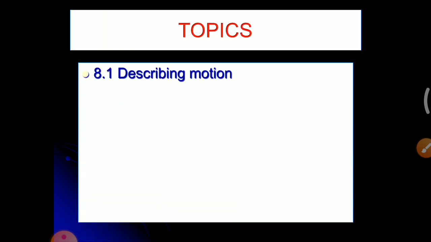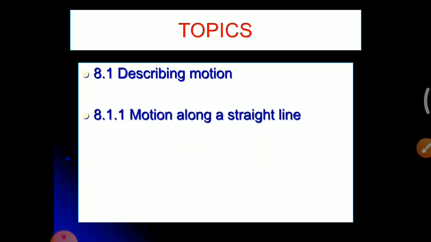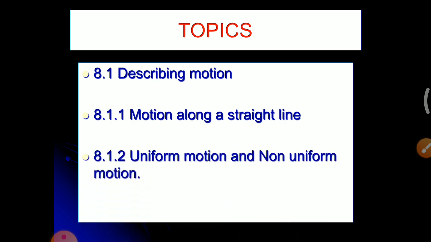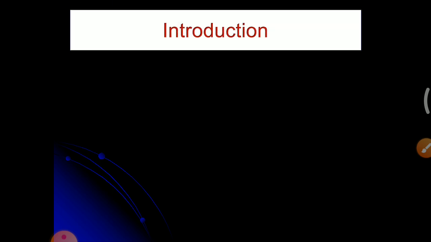Today's topic 8.1, Describing Motion. Under this topic, we are going to see motion along a straight line, uniform motion and non-uniform motion. The first one, Introduction. In our day-to-day life, you know that some objects are in motion, some objects are at rest. How do you say that the objects are in motion and at rest?